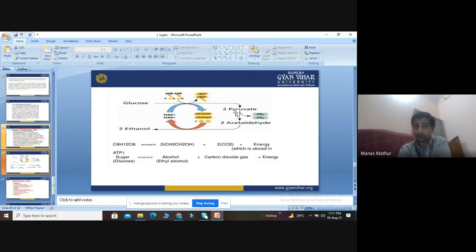First, they will form 2 pyruvate. From the 2 pyruvate, CO2 is released. They will form 2 molecules of acetaldehyde. And these 2 molecules of acetaldehyde are reduced to 2 molecules of ethanol.